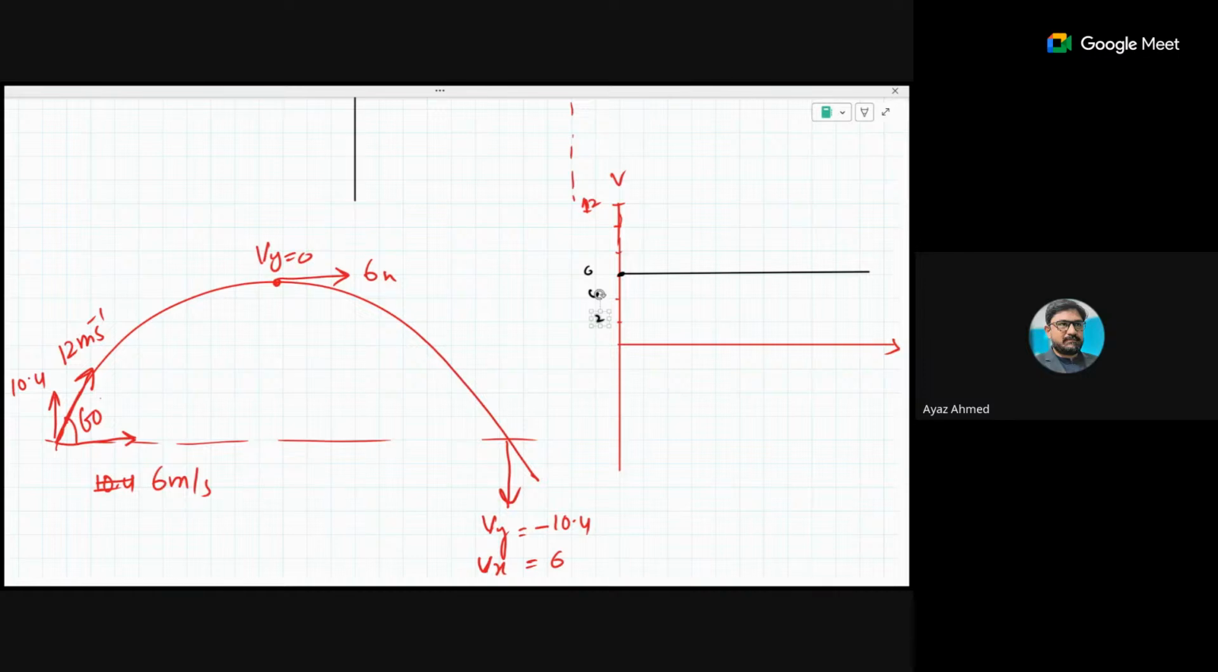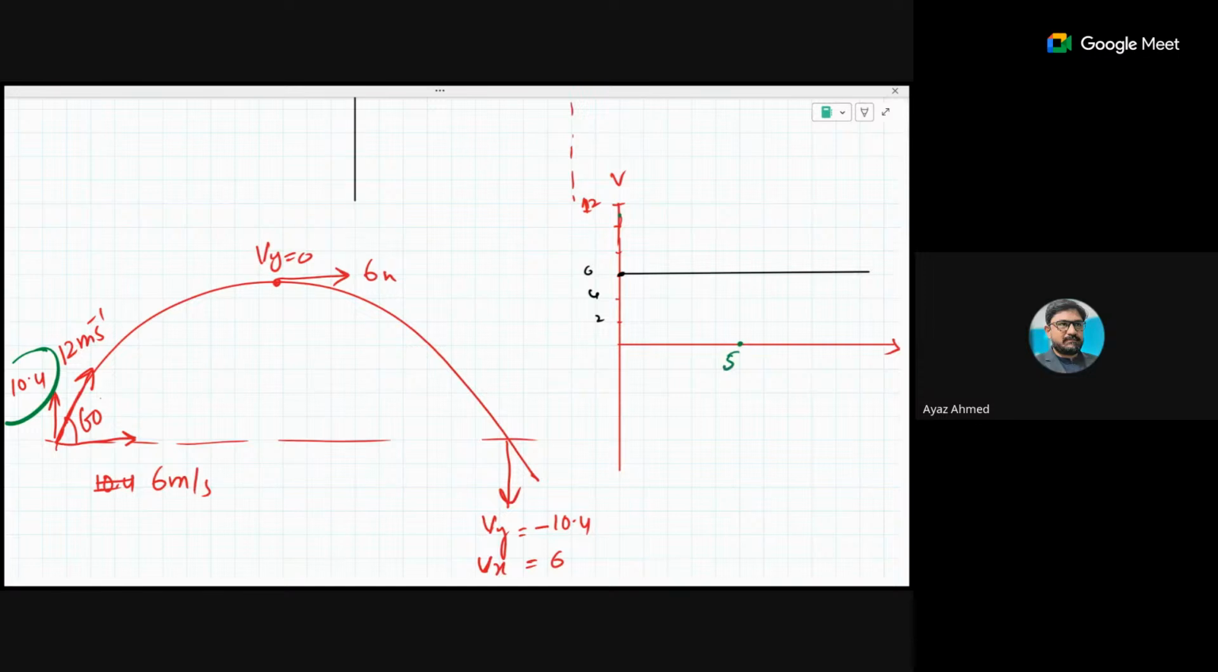But what about vertical? From where is the vertical starting? From where the vertical component is starting, or what is the value of the vertical component? It is 10.4, right? So your graph would start from 10.4 here. And let's say in time t, suppose it is 1, 2, 3, 4, 5 seconds, let's say it is 5 seconds.